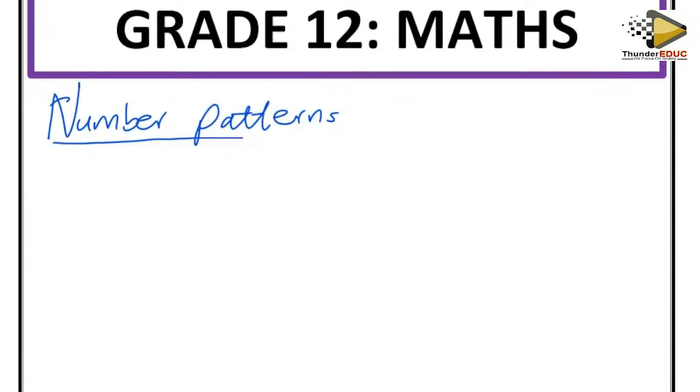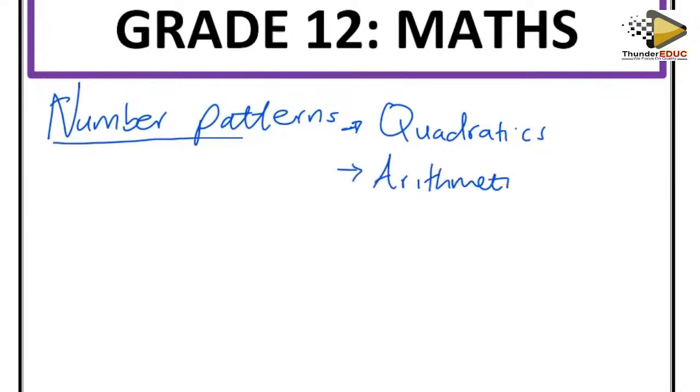Under number patterns, we have 3 types. Under sequences and series, there are 3 types of patterns that we're going to focus on. The first one is the quadratic patterns. Then we're also going to look at the arithmetic patterns, and lastly, we shall talk about the geometric patterns. We shall try to be as detailed as possible.